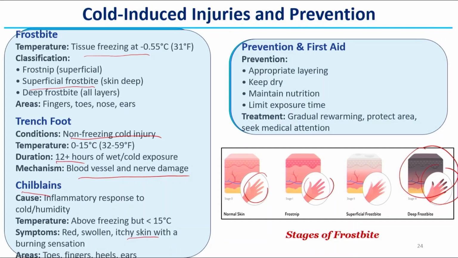The prevention of these types of cold injuries: appropriate layering of clothing, keeping those places dry, maintaining nutrition, and limiting exposure. We should limit our exposure in extreme cold conditions, and if we wear warm gloves or socks, then we can protect ourselves from chilblains.